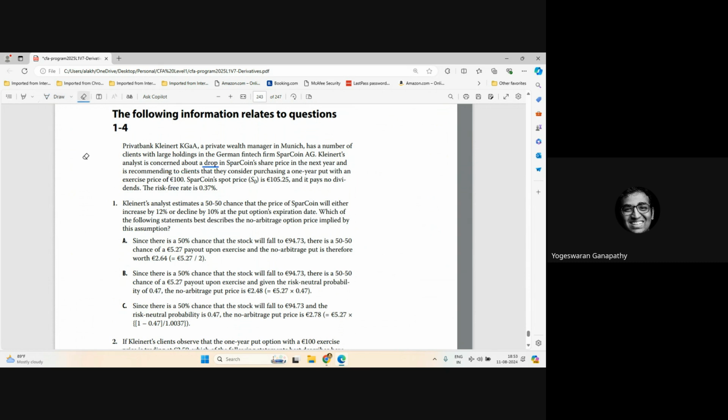The risk-free rate is 0.37%. The Kleinhardt analyst estimates a 50-50 chance that the price of Sparcoin will either increase by 12% or decline by 10% at the put option's expiration date. Which of the following statements best describes the no arbitrage option price implied by this assumption?